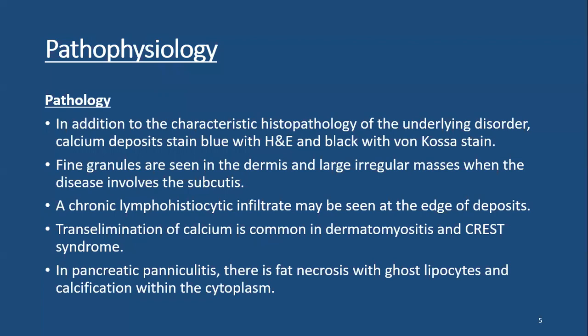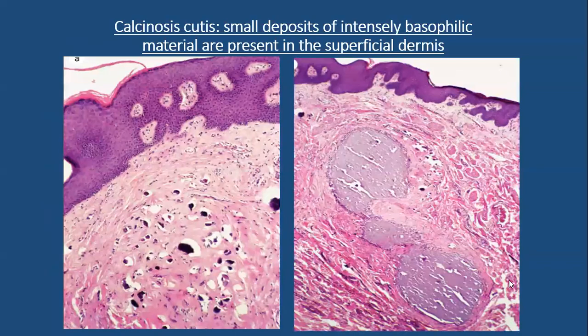Another feature of all kinds of dystrophic calcification is the transepidermal elimination of calcium, particularly seen in dermatomyositis and in CREST syndrome. In pancreatic panniculitis, there is fat necrosis with ghost cells, and there are foci of calcification as well in the cytoplasm of the lipocytes. You can see this: a few deposits of calcium are small granules, while there are large deposits as well.